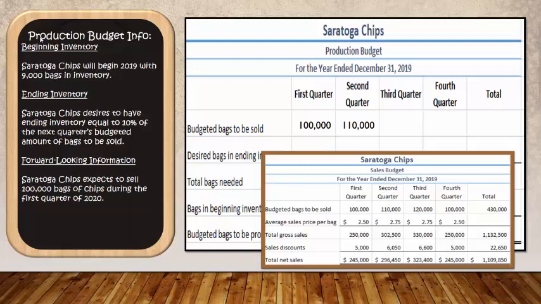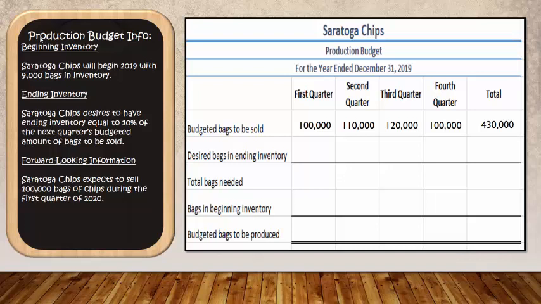In the second quarter, as we can see on our sales budget information, we had 110,000 budgeted bags to be sold. In the third quarter, we had 120,000 budgeted bags to be sold. And in the fourth quarter, we had 100,000 bags to be sold, for a total of 430,000 bags. We took this information directly from the sales budget and we just copied it over.